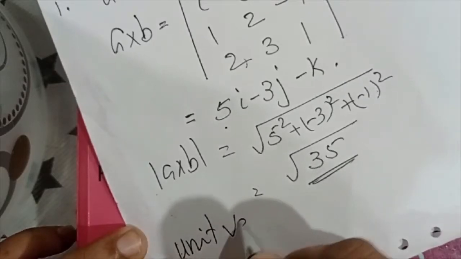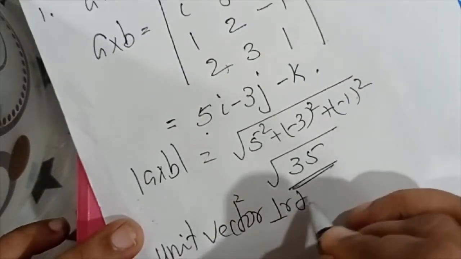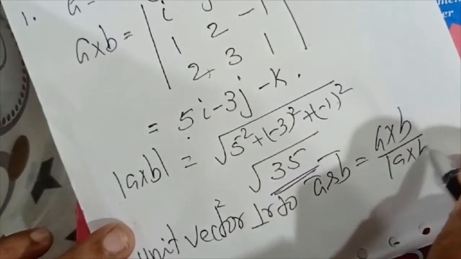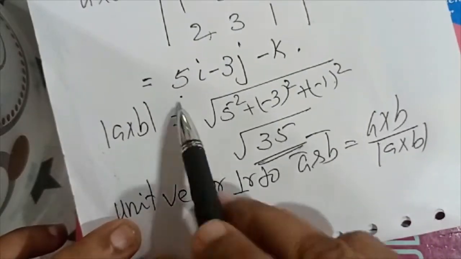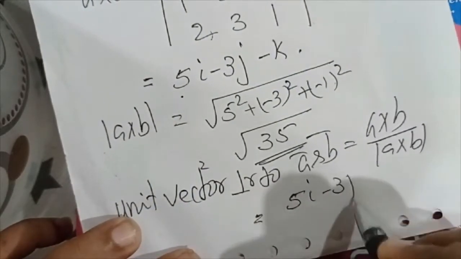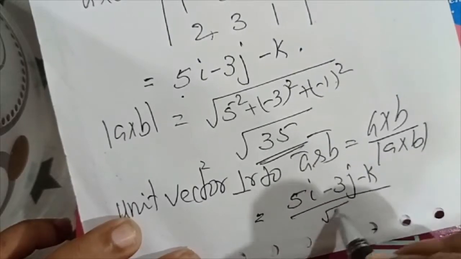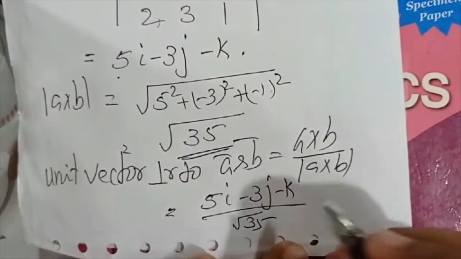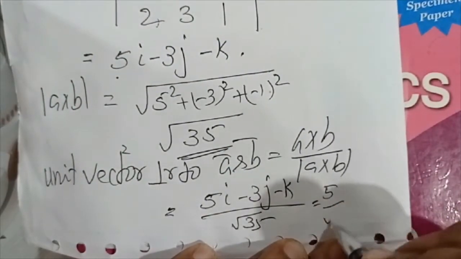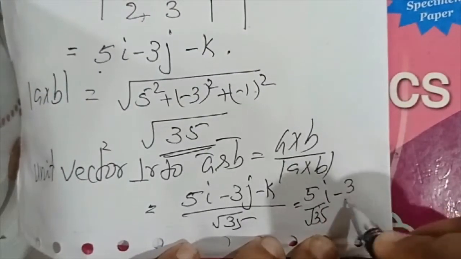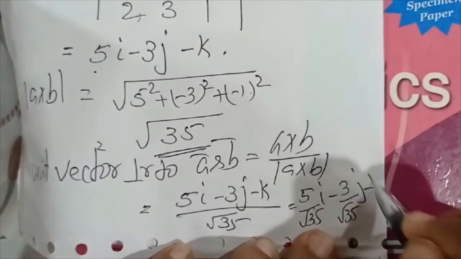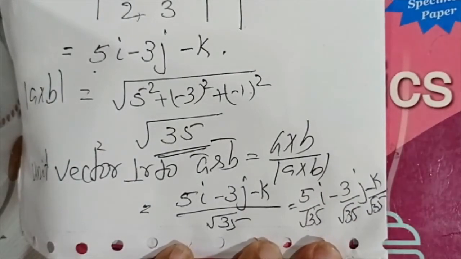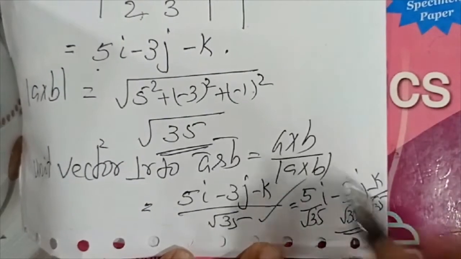The unit vector perpendicular to A and B is A cross B by mod A cross B. That is, A cross B is 5i minus 3j minus k, divided by root 35. Agree? Or one more step, you can split that as 5 by root 35 i minus 3 by root 35 j minus 1 by root 35 k. Okay? Or this. Both are the same.